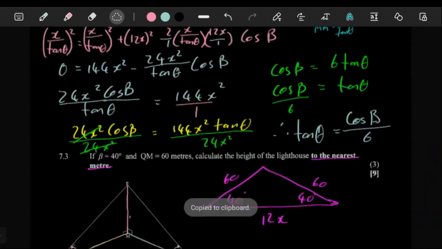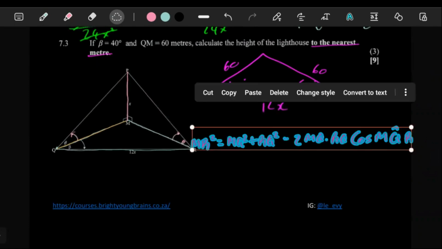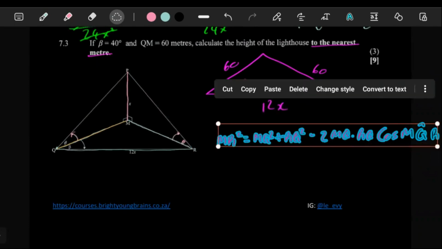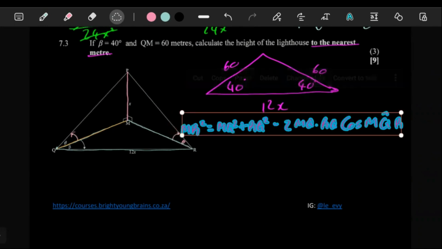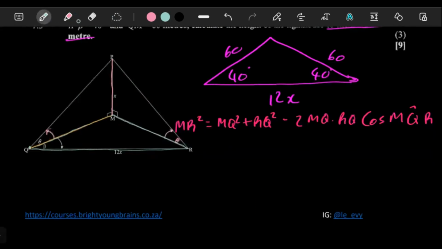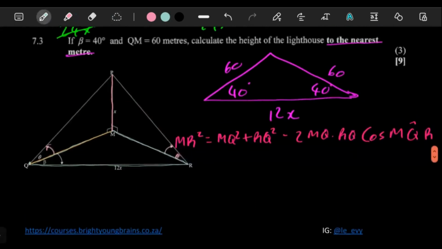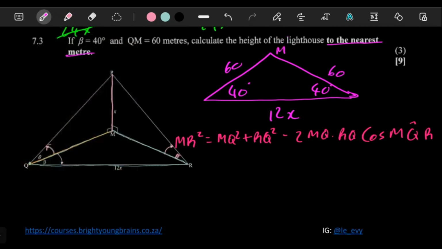Copy, and then let's paste this thing here. Make this smaller. Put this here. So if you put everything in this formula, let me just label these things here. So you have M here, R there, Q here. So MR is like 60, right?